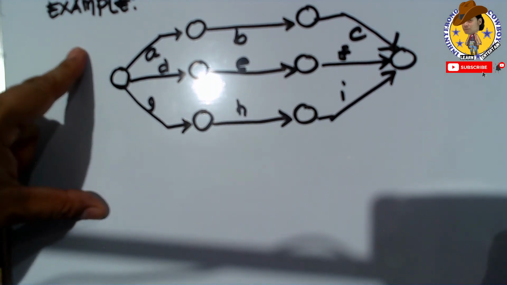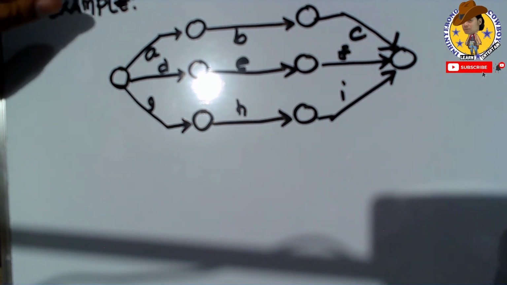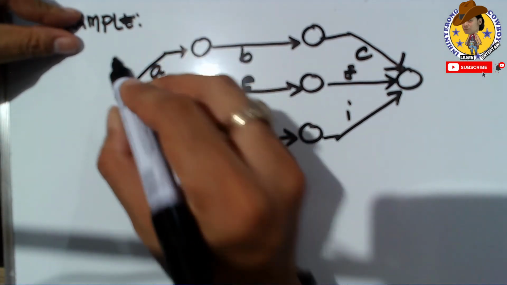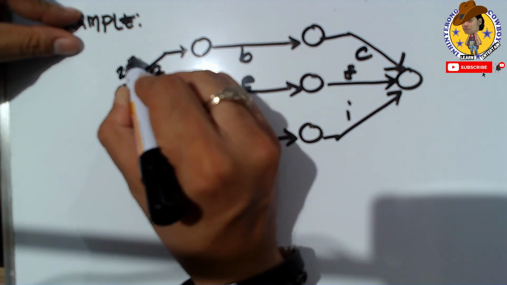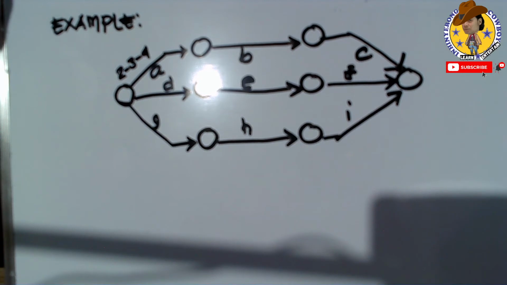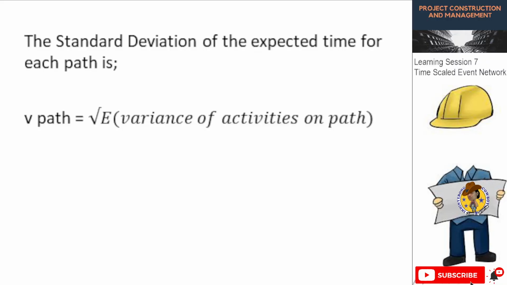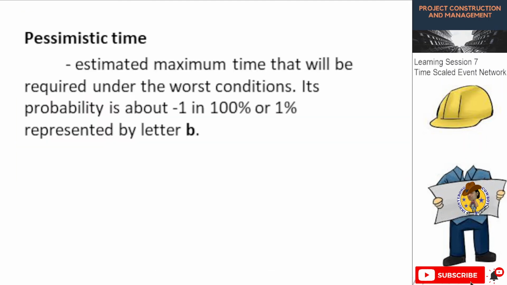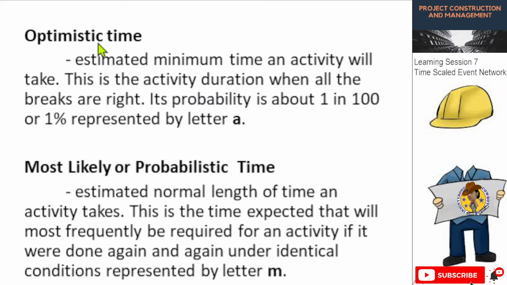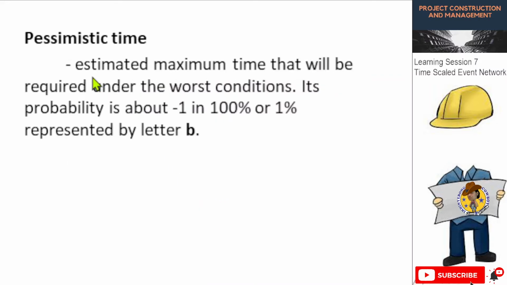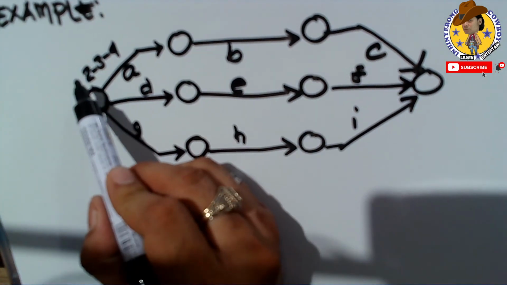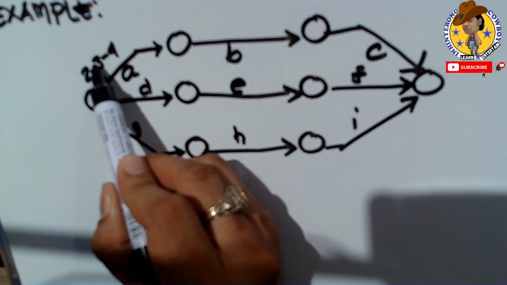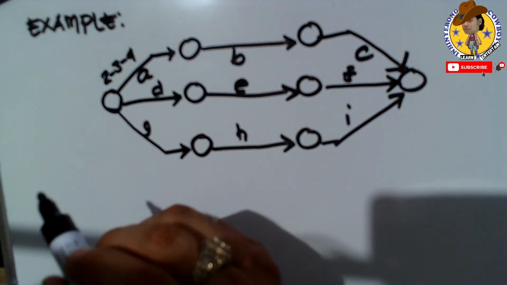So the optimistic, probabilistic, and pessimistic time is given. Example for activity A, we have 2, 3, and 4. Meaning, back in our discussions, the first number is the optimistic, the estimated minimum time, then probabilistic is the estimated normal length, then the pessimistic is the maximum time. Okay, so those are the three. So let's continue to the example.